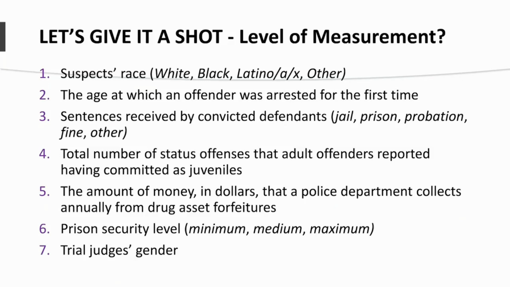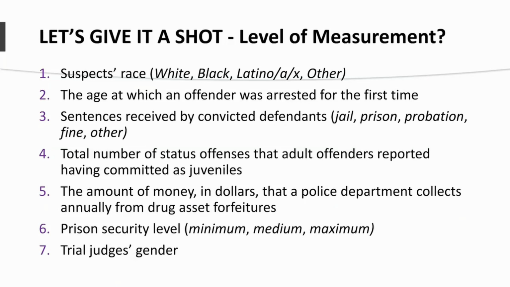Total number of status offenses that adult offenders reported having committed as juveniles. I'm going to go through these a little faster. There's a lot of information there. It's kind of just a lot of fluff. The total number of status offenses is a total raw number, so it's going to be a ratio. It doesn't really matter if we're talking about adult offenders versus juveniles and the categories there. This is just dealing with the total number of status offenses reported. The amount of money in dollars that a police department collects annually from drug asset forfeitures: very similar, same thing. We're talking about the amount of money in dollars, so we're looking at raw numbers. Unless we grouped it somehow, this is just a standard ratio variable.